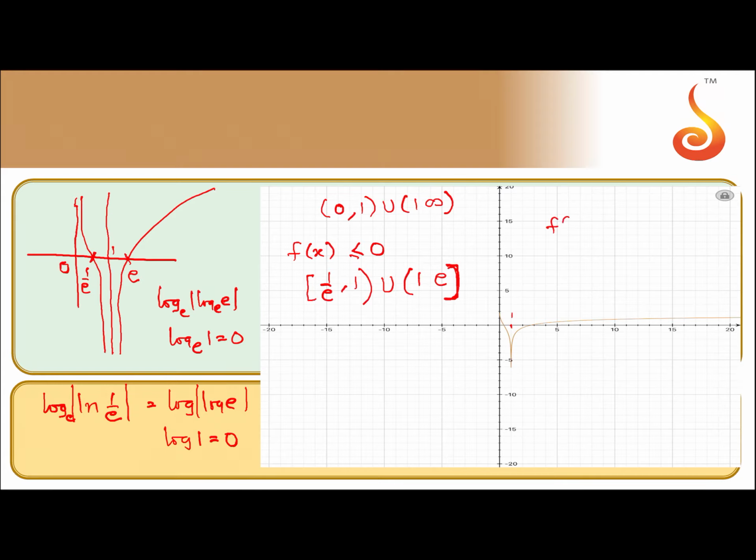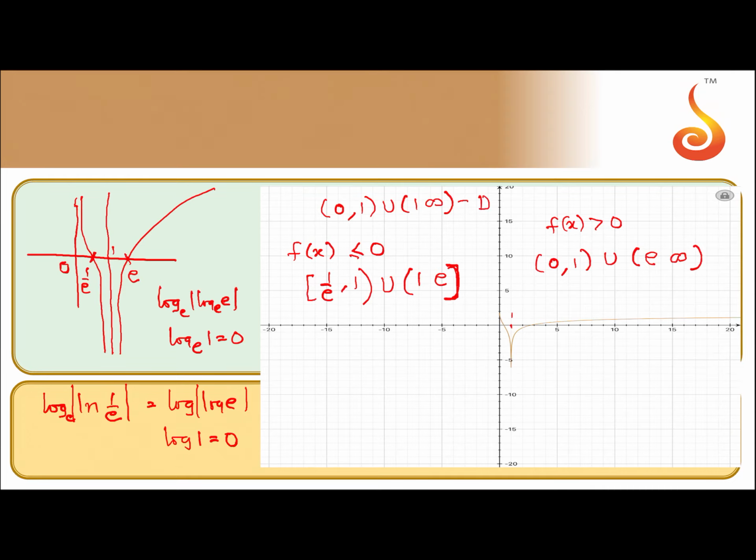f of x will be greater than 0 in the open interval (0, 1) and union f of x is greater than 0 whenever x is from e to infinity. 0 to 1 it will be positive, then e to infinity it will be positive. Remaining interval it will be negative. So okay, (0, 1) union (1, infinity) is the domain.